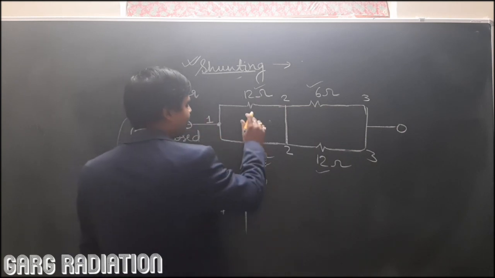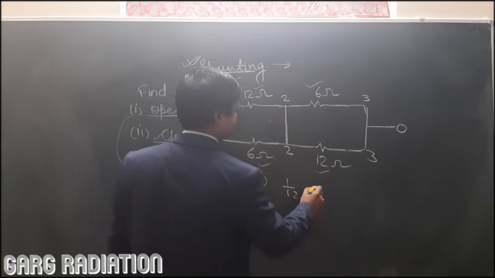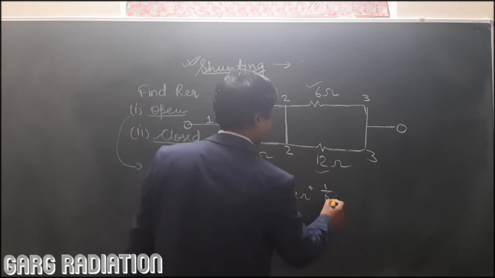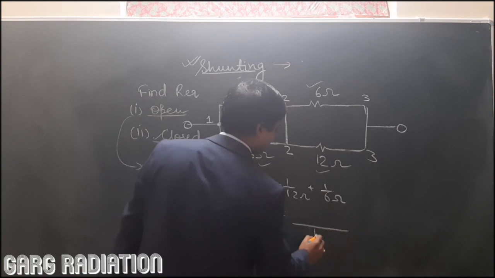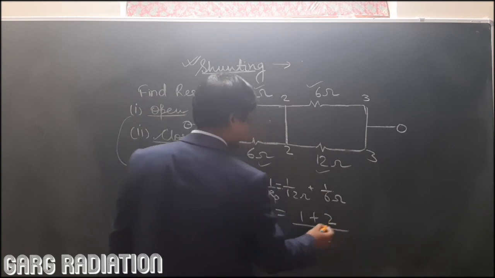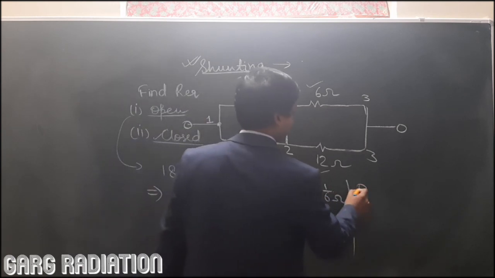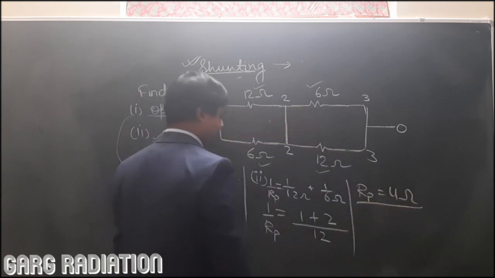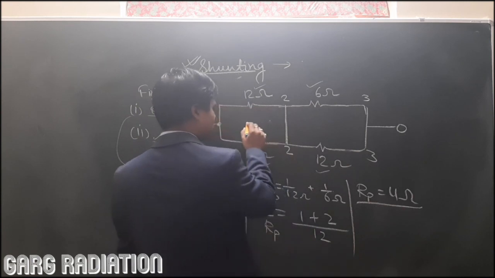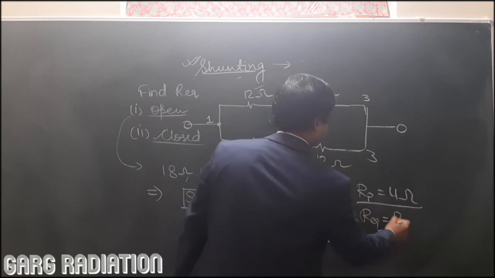So what do you get? If you connect these two in parallel, 1 by 12 ohm plus 1 by 6 ohm, this will be the equivalent here, and the same equivalent will come here also. So let us take this as 1 by Rp. So what do we get? We get 1 plus 2 over 12, 1 by Rp. If you find the reciprocal, 12 upon 3, so Rp comes out to be 4 ohm. So once we get Rp as equal to 4 ohm, this is also 4 ohm, this is also 4 ohm, and they are in series. So R equivalent comes out to be 8 ohm.